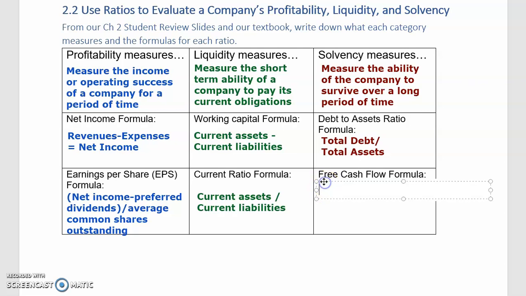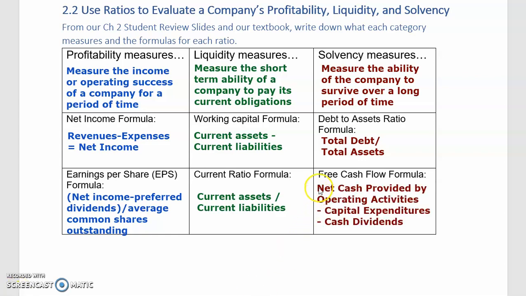Next, we have our free cash flow. And we're going to go over the components of the free cash flow formula, which you will find most of the numbers in our statement of cash flows. For free cash flow, we take our net cash provided by operating activities, subtract out our capital expenditures, which refers to the purchase of property, plant, and equipment, and then we subtract out our cash dividends.